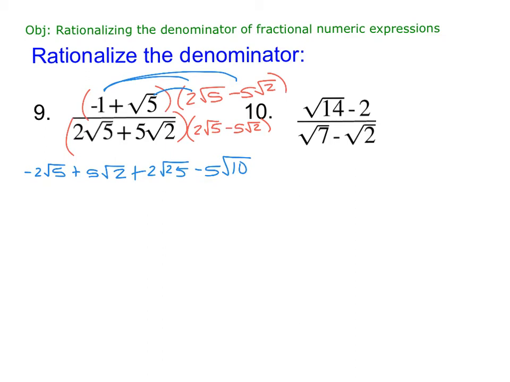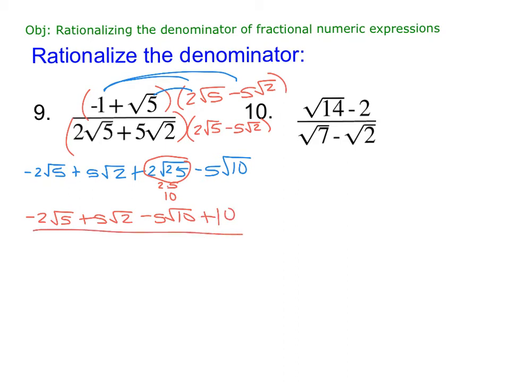All right, so let's simplify just that numerator. So this becomes 2 times 5, which is 10. So on the top, I get negative 2 root 5 plus 5 root 2 minus 5 root 10 plus 10. And we can't combine any of that. That's it. We're done there.